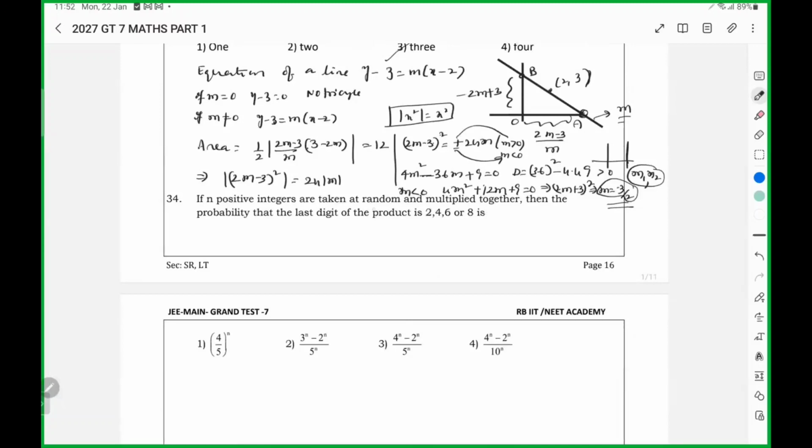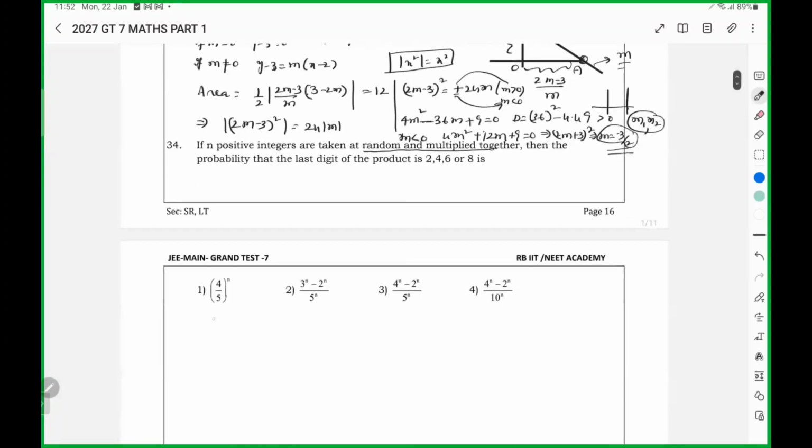If n positive integers are taken at random and multiplied, positive integers, n means 10, 20, 30, 40, any. But solving a problem from infinite numbers, practically, you have to think with logical sense, then only will you have a solution. The last digit of the product is this.